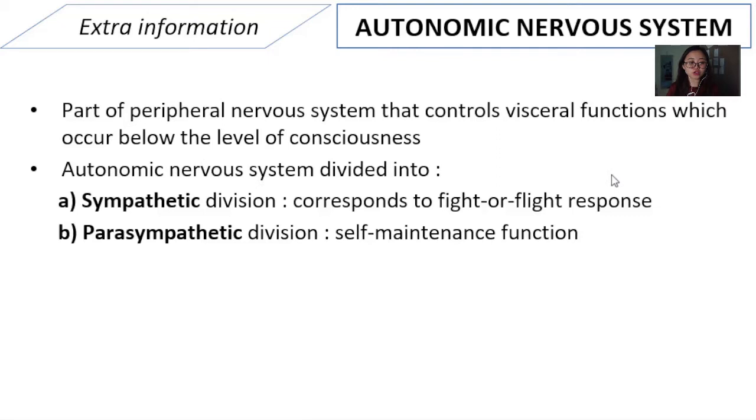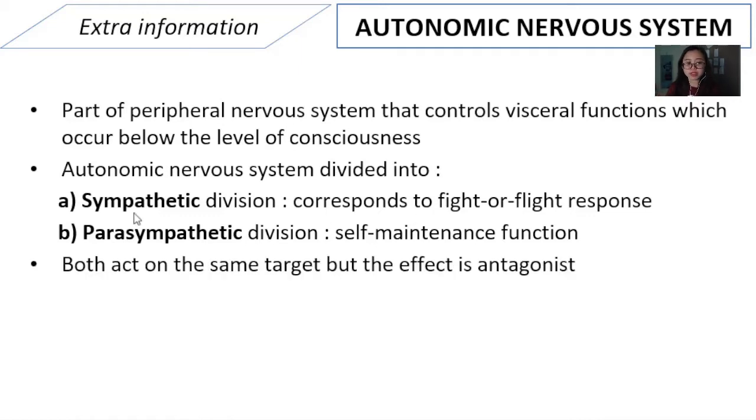Autonomic nervous system will be divided into the sympathetic division, which corresponds to fight or flight responses, and the parasympathetic division, which will mostly focus on self-maintenance functions. Both the sympathetic and parasympathetic division will target the same targets, but the effect will be antagonistic.